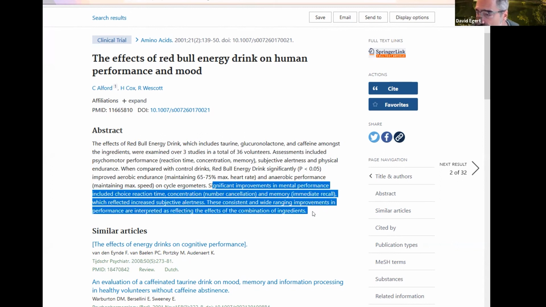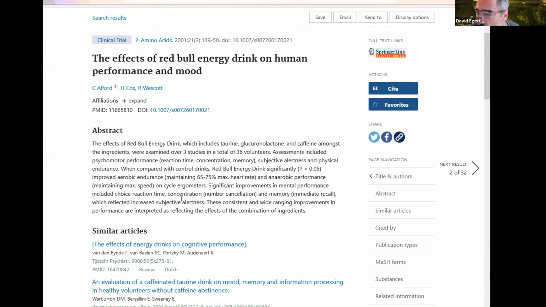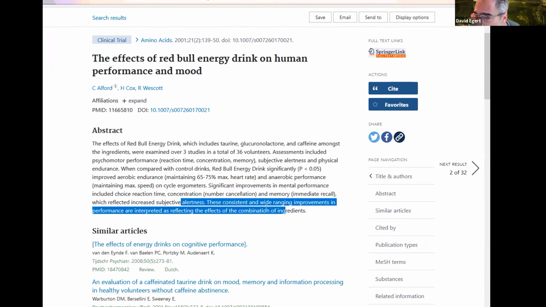This is consistent with wide-ranging improvements in performance, reflecting that Red Bull does indeed give you wings, right? So, when you see something like this, you're going to then probably want to go deeper. Like, who financed this? Was this the Red Bull company? And you want to look at more things. This one is just unapologetically saying, go Red Bull.